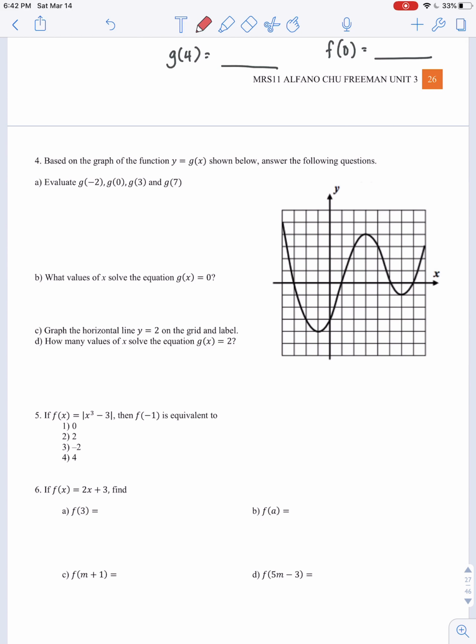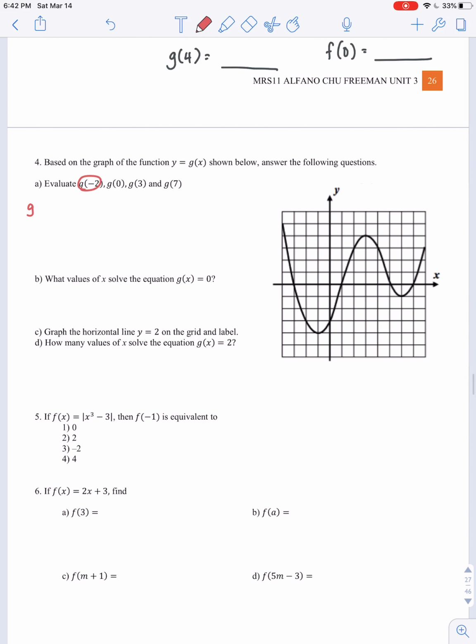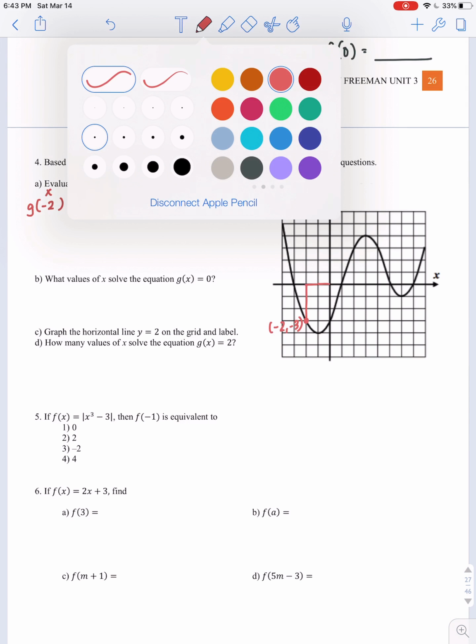Okay, so we're back to reading graphs, and notice we keep on interchanging between graphs and equations because we have to be able to master both. Evaluate g of negative 2. That means when my x value is negative 2, what is my output? What is my y value? So I'm going to locate negative 2, 1, 2, and then remember, we go up and down to find the y value. And that's right here because this is the point negative 2, negative 3. So my input is negative 2. My output is negative 3.